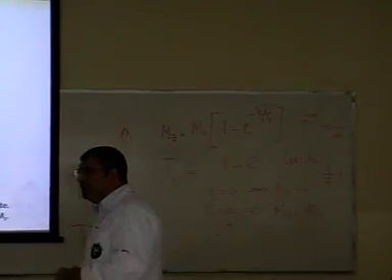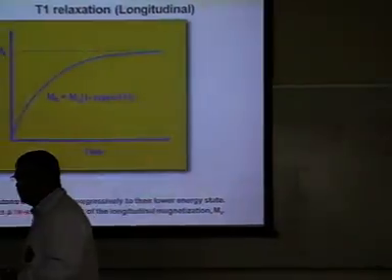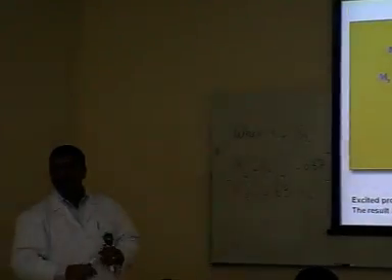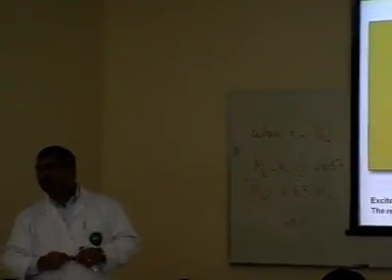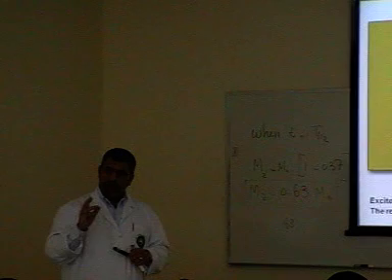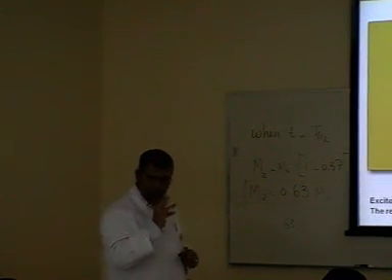Somebody from this side again? Guys, come on. What's T1? I'll pick it. Yeah, go ahead. The time taken for the longitudinal magnetization to reach 63% of its initial value. Excellent. All right.